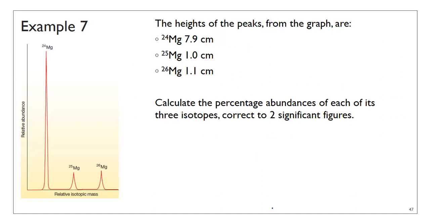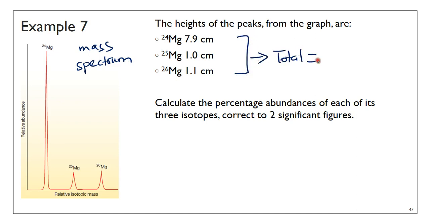The last example, which is 7. So I give you the mass spectrum here, but I also give you the height of the peak, and then let's read the question. You need to use this to calculate the percentage abundance. You just need to convert this into a percentage, basically. So if I add all of them together, the total is 10 centimeters. And then you just need to convert 7.9 over 10 into a percentage.